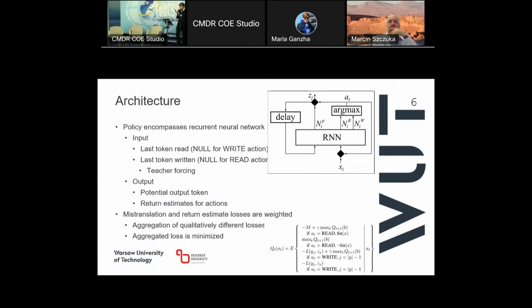So here we'll talk about our architecture, and the policy of our architecture encompasses a recurrent neural network, which is useful for partially observable Markov decision processes.